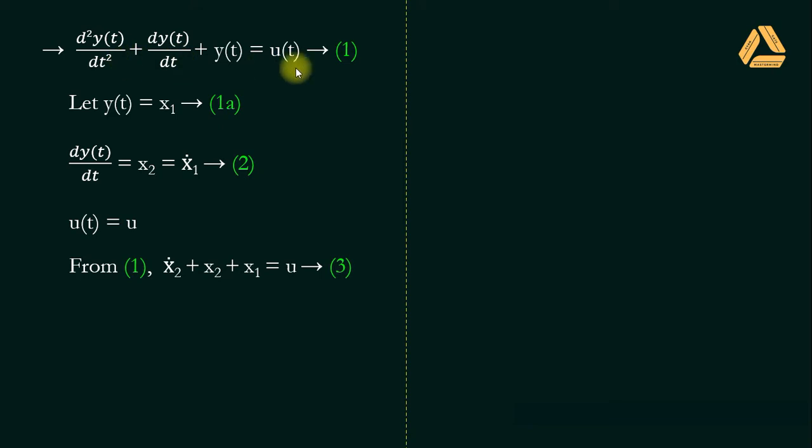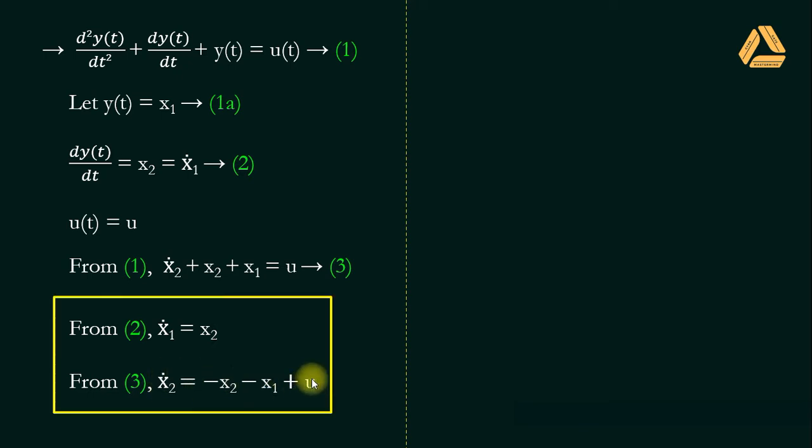So from the first equation, the second order differential equation is replaced by x2 dot, and the first order differentiation is replaced by x2, and y of t is x1 and u of t as u. So I am getting the third equation, and from the second equation, x1 dot is equal to x2. Then from the third equation, I am just rewriting in terms of x1, x2, and giving it as x2 dot. So these two are the differential state variables x1 dot and x2 dot.